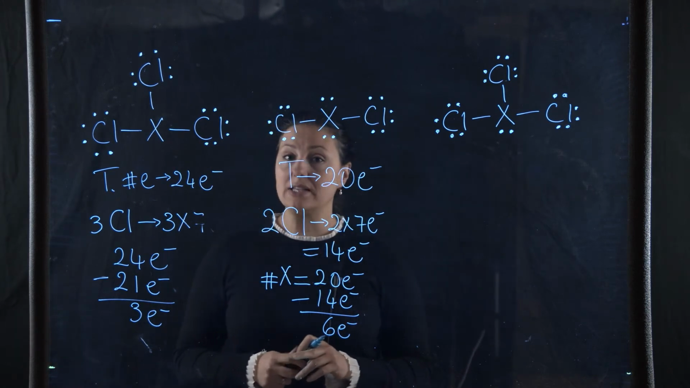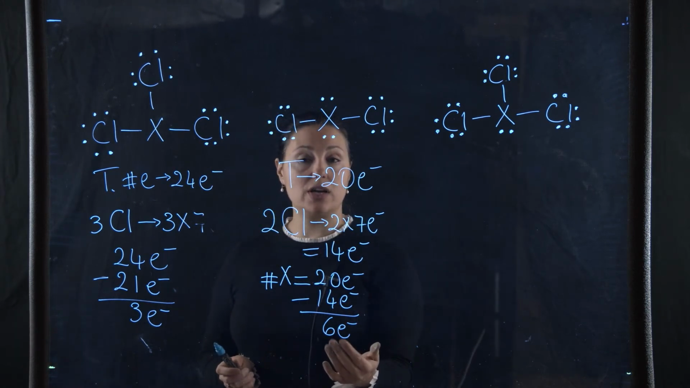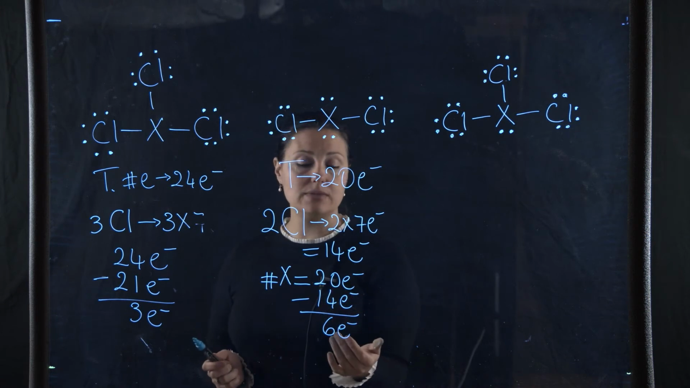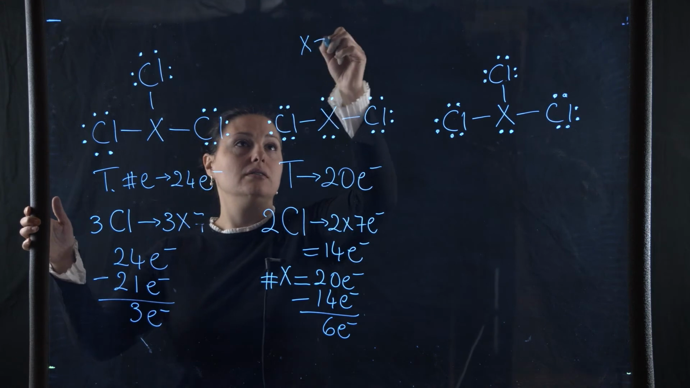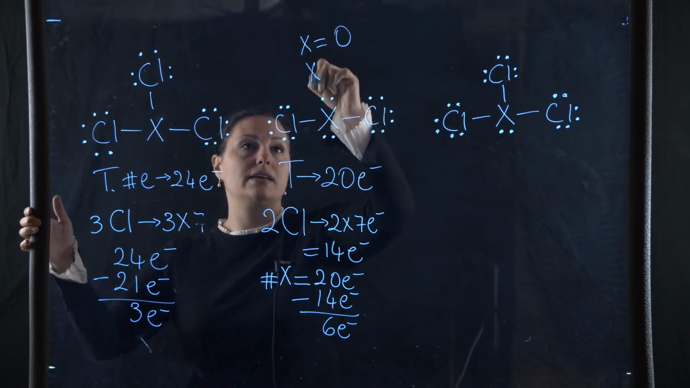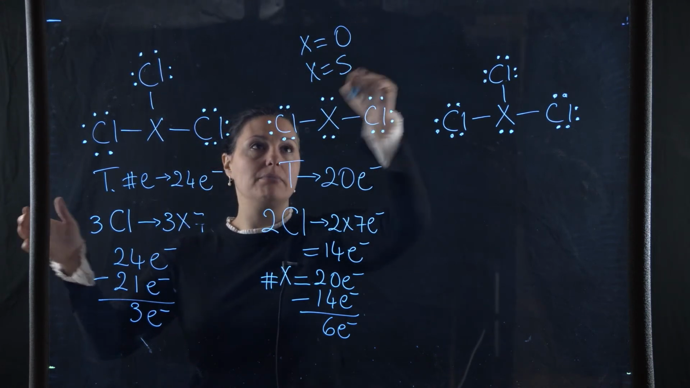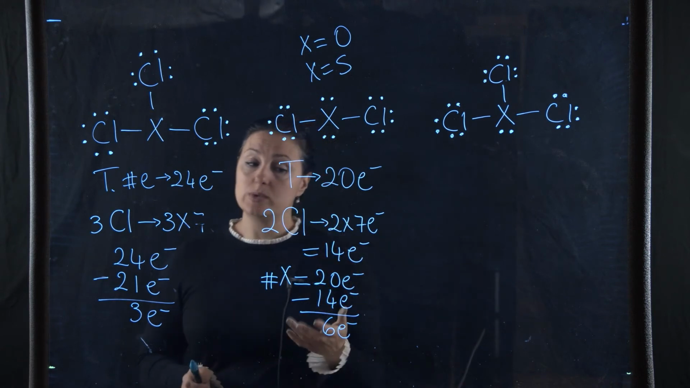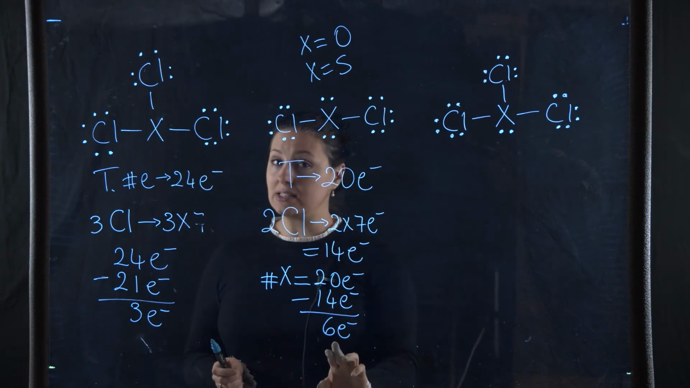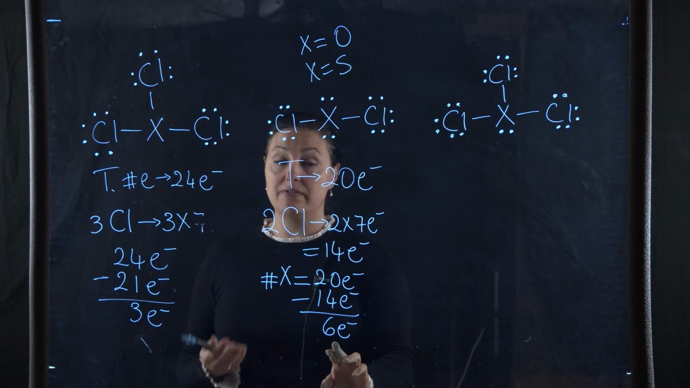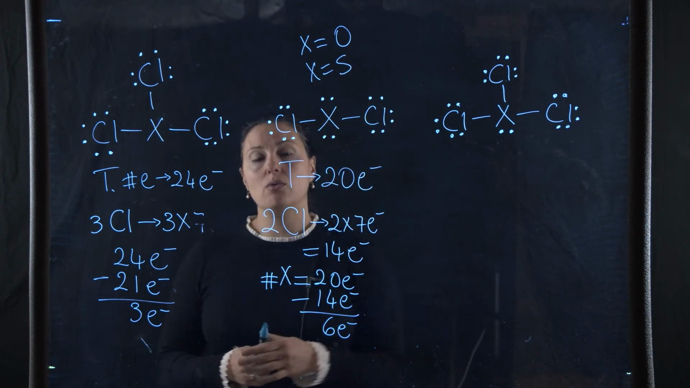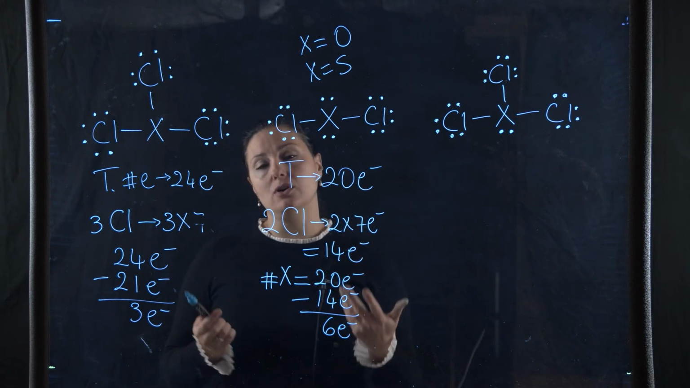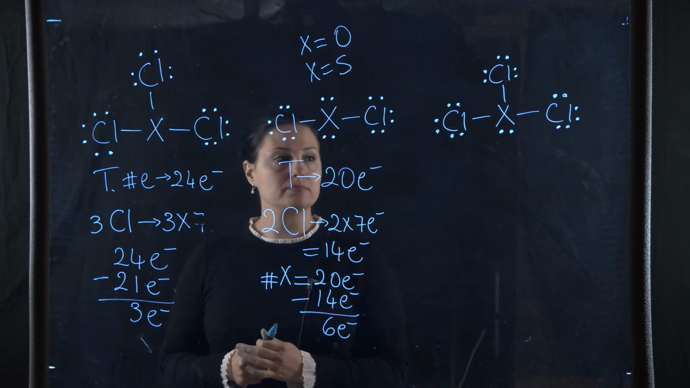Okay, I have several possibilities. Any of the atoms in group 6 can be X. So X can be oxygen, X can be sulfur, it can be any of those elements in group 6, because they all have 6 valence electrons to contribute, and therefore I can use any of the group 6 elements.